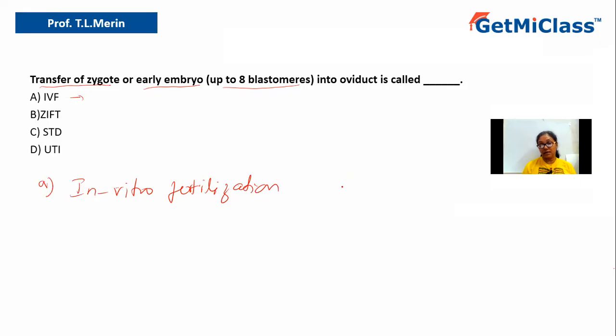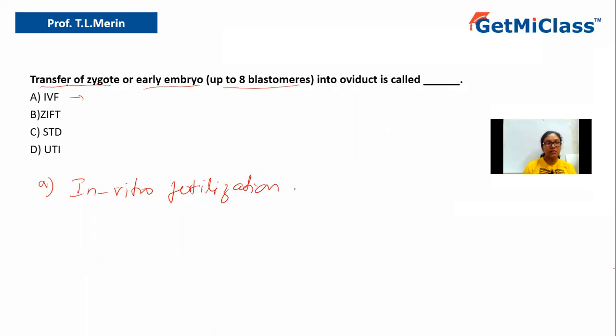Now, why is this done? Why is the fertilization not happening in the female? Maybe the female is not producing viable ovum, or maybe the male is not producing viable sperms. In such a condition, the donor's sperm can be taken or the donor's ovum can be taken, and the fertilization can be done in the lab condition. That's what is called in vitro fertilization. So that is option A.